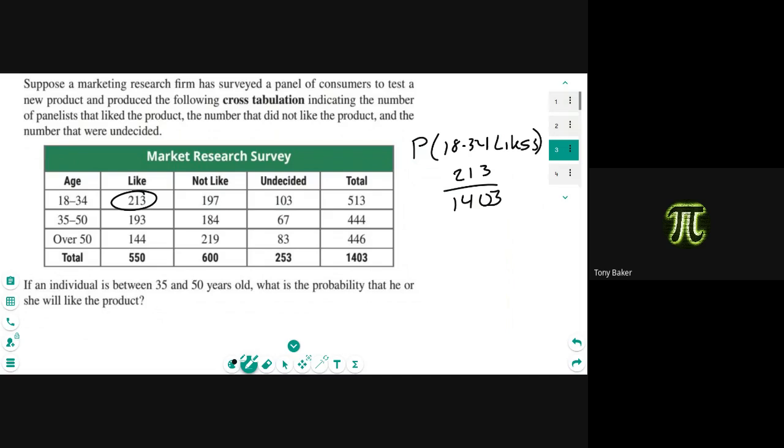So this question says, if an individual is between 35 and 50, so that's the same thing as they're giving you that piece of information. So saying that, what's the probability that he or she will like the product? In this case, the 35 to 50 that likes it is 193, and we're doing it out of the 444. Because we're taking that initial condition. We're saying that they're between 35 and 50. Given that, what is the probability they will like the product? Does that make sense?